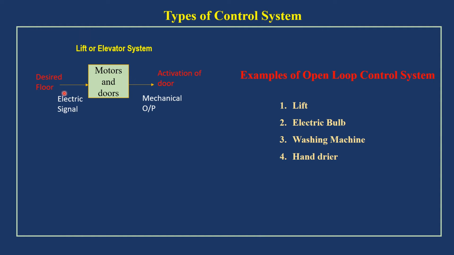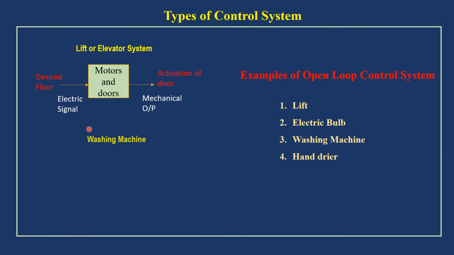So here the circuit element is the controller. The controller converts the desired floor input to the proper electric signal. That electric signal makes the motors activate, the motors produce the mechanical energy, and it activates the doors to open. So activation of the door will be the output. Okay, so this is about the lift system.